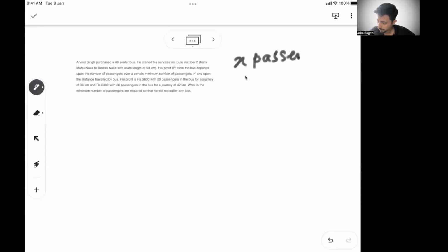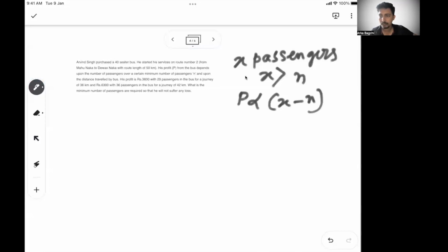Let's say there are x passengers, and x is obviously more than n. N is basically the minimum passengers required to get a profit. So the more the value of x minus n, the more the profit. So profit is proportional to x minus n. So x is the number of passengers, and if the value of x is more than n, then you get profit, and the more the value of x, so that x minus n is more, your profit will be more. So that's what we are writing here.